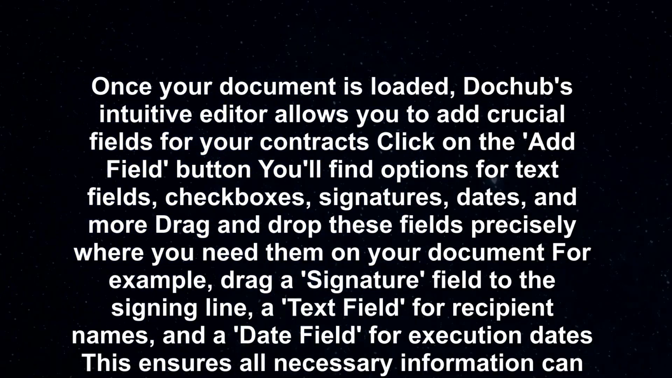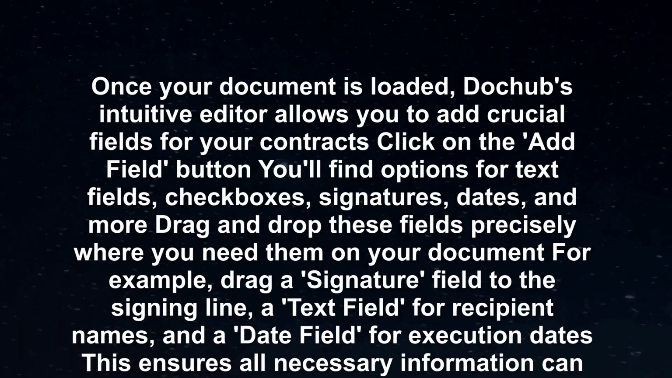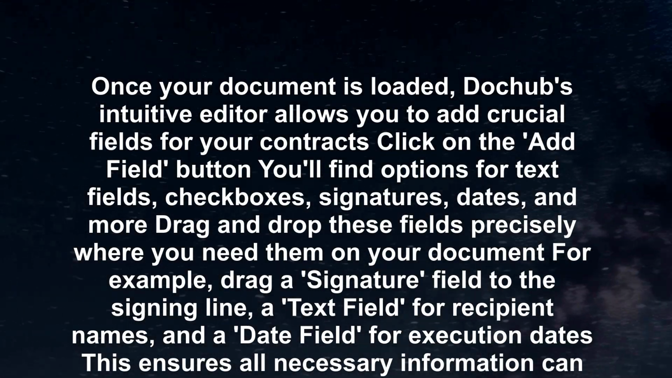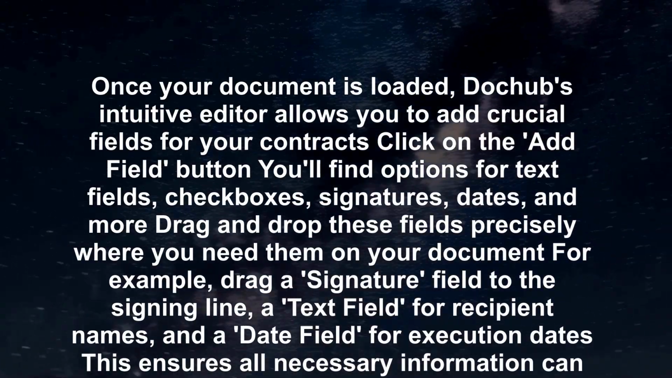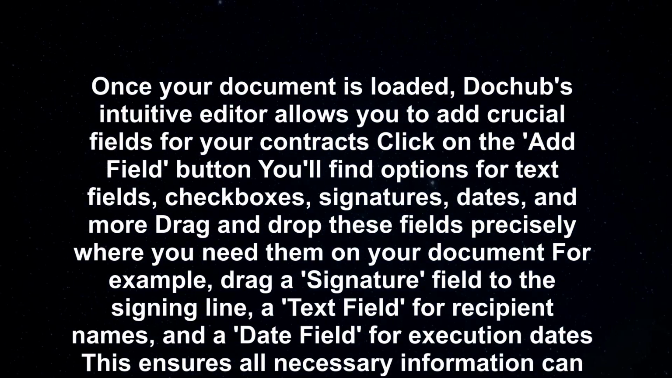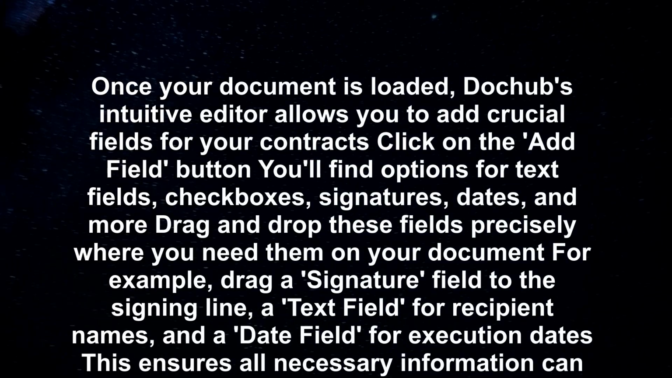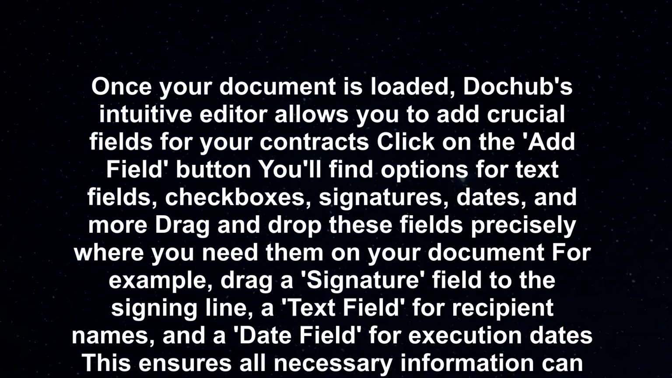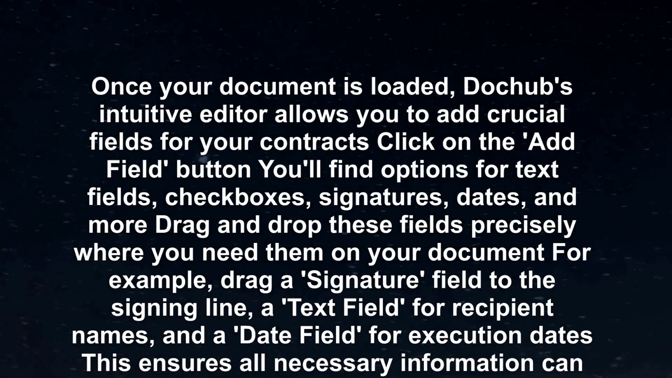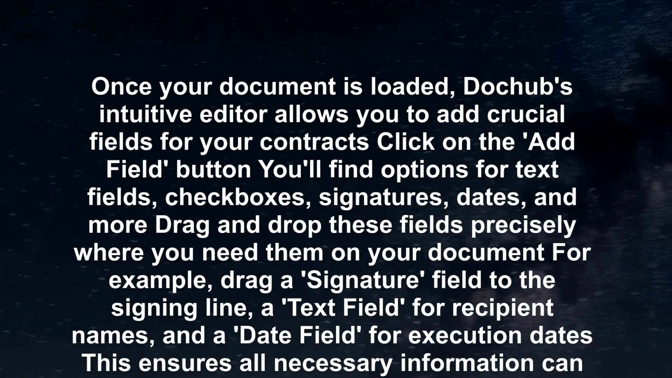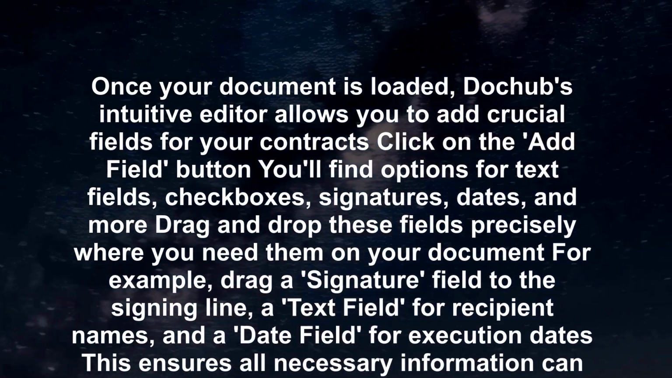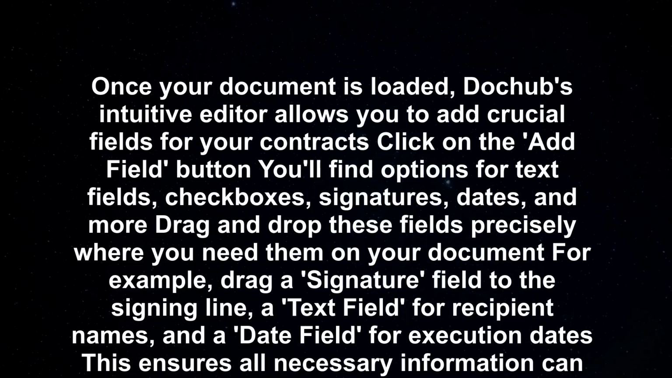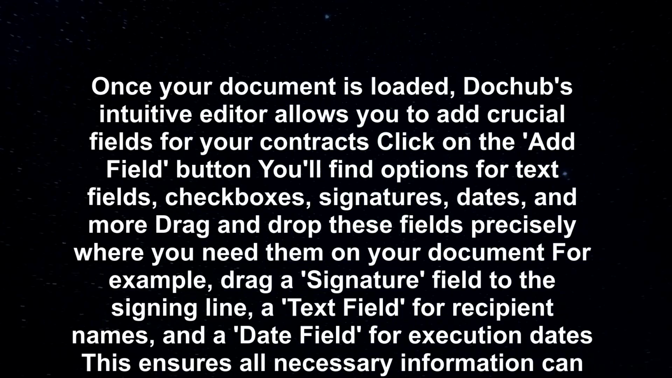Once your document is loaded, Dochub's intuitive editor allows you to add crucial fields for your contracts. Click on the Add Field button. You'll find options for text fields, checkboxes, signatures, dates, and more. Drag and drop these fields precisely where you need them on your document. For example, drag a signature field to the signing line, a text field for recipient names, and a date field for execution dates. This ensures all necessary information can be captured accurately.